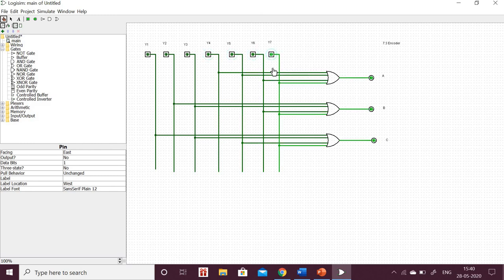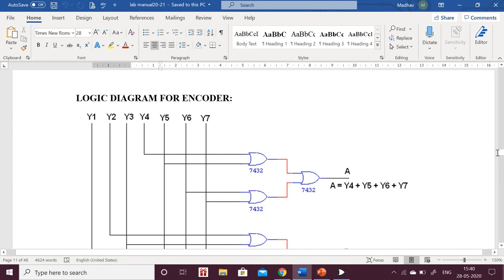So you will get the output whenever y7 is on. Whenever y6 is on, you will get output at A. Whenever y5 is on, you will get output at A. Whenever y4 is on, you will get output at A. So it is nothing but the combinations.